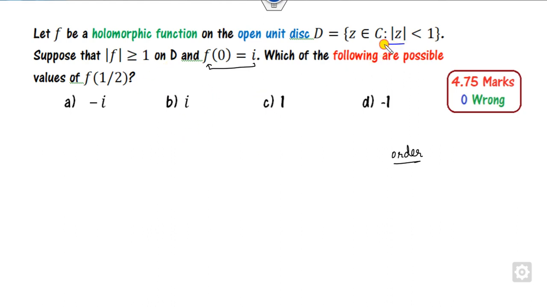So you can see here what is given to you. F of 0 is iota. Firstly, we will check whether 0 belongs to the D or not. You can check 0 is less than 1. That's true. It means 0 belongs to D.